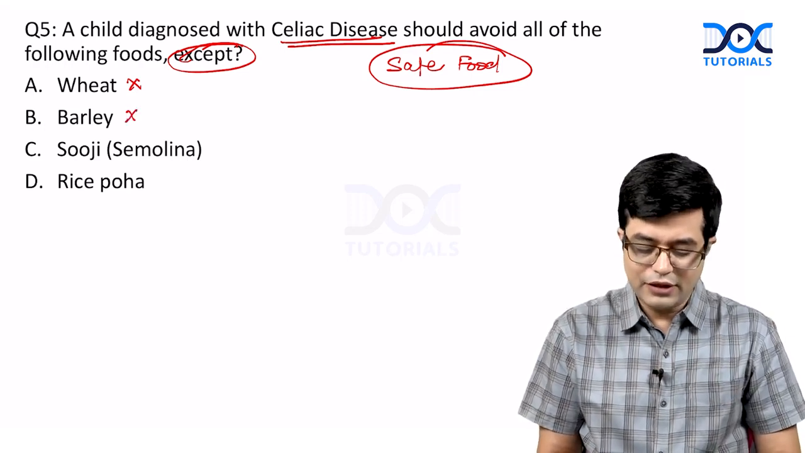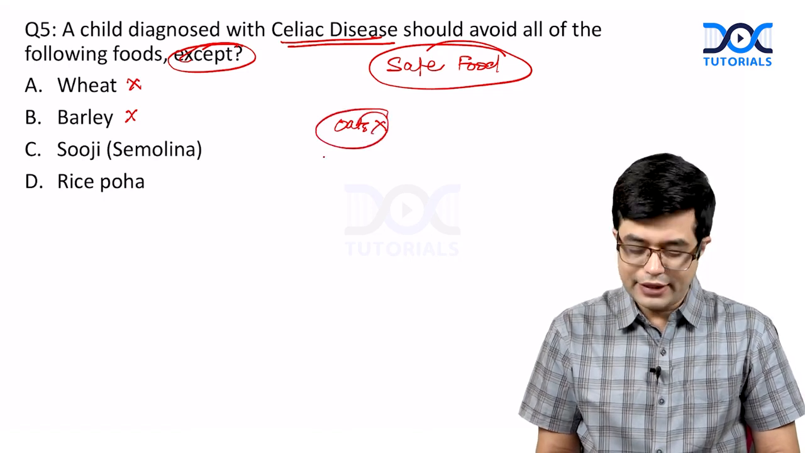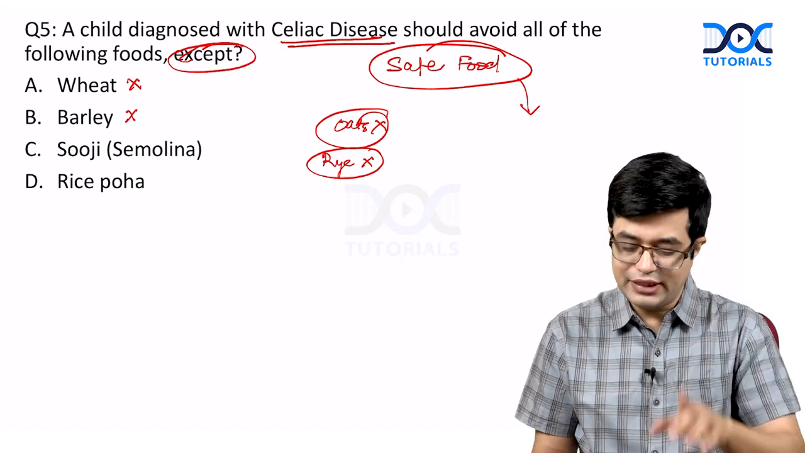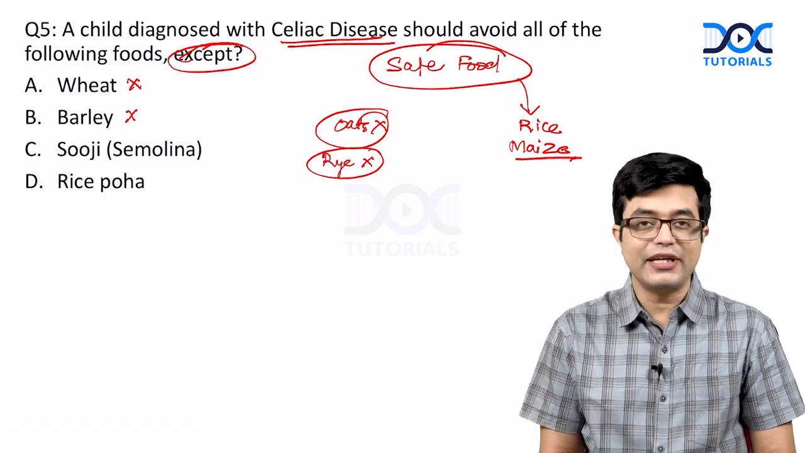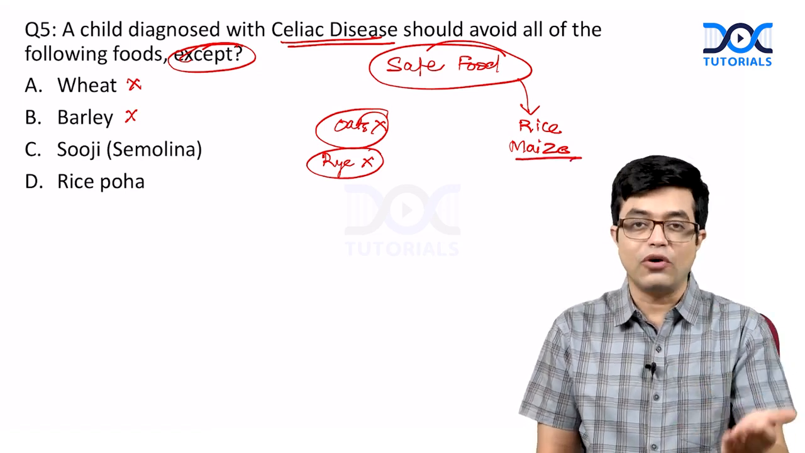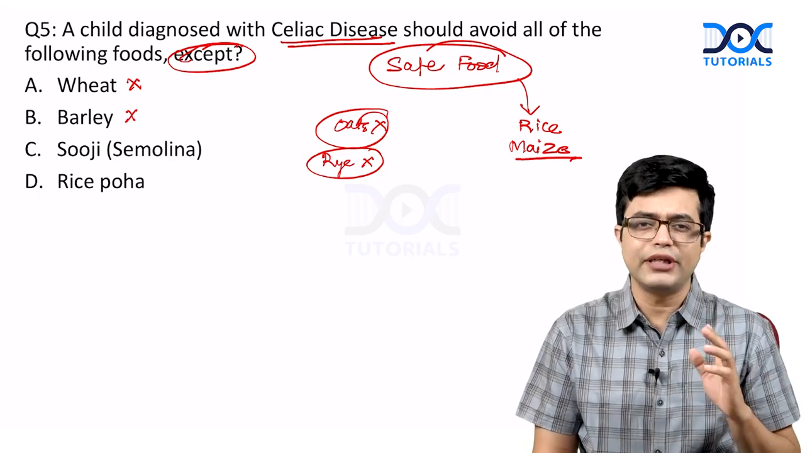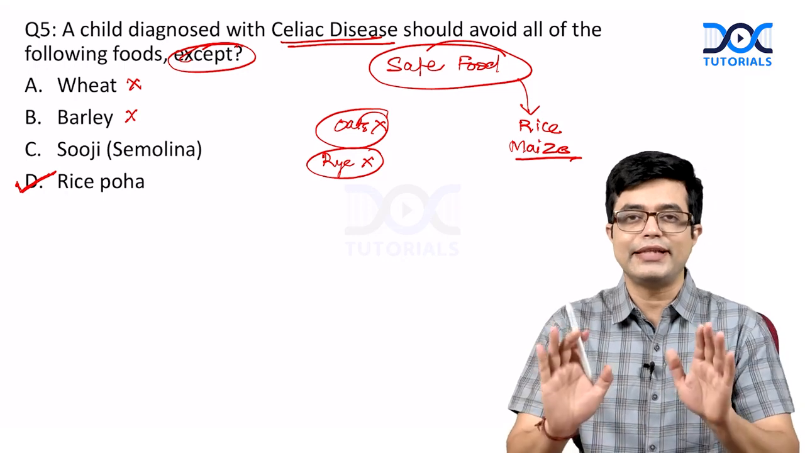Barley cannot be given, oats cannot be given, right? Rye cannot be given. Only 2 cereals are found to be safe. Safe foods in celiac disease are rice and maize. Now maize is not in the option. Rice poha is mentioned. Some people said sir, rice pulao was the option. Some said simple rice was there. Some said only poha was there. Rice poha is the correct answer. Rice is the safest cereal.